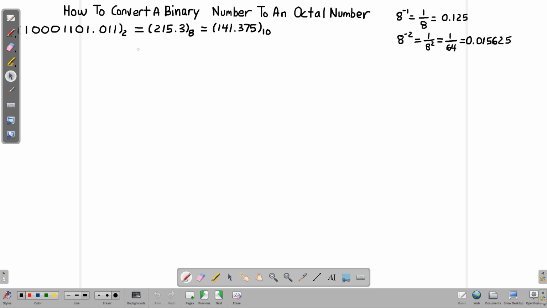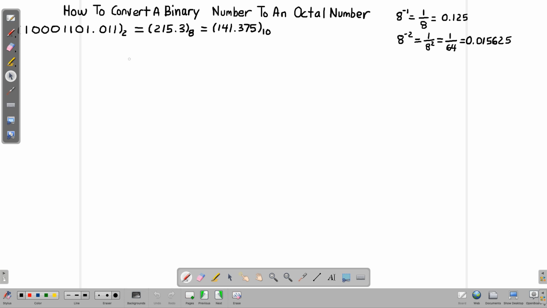When we have 8 to the minus 1, that means we're dealing with a digit that is 1 position to the right of the decimal point. So we have 8 to the minus 1 equals 1 over 8, and it will produce a value of 0.125. We have 8 to the minus 2 power, which is 1 over 8 to the second power, which is the same as 1 over 64, which is the value 0.015625.